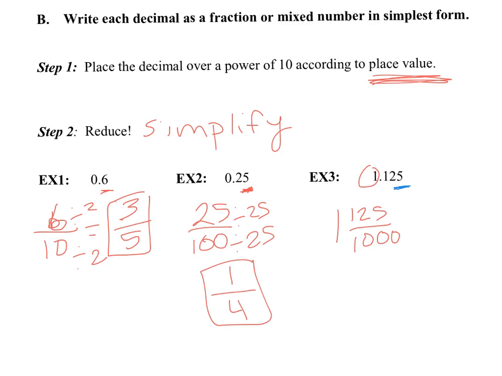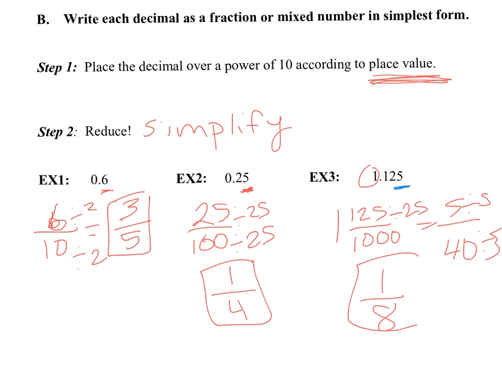Now the next part, we have to reduce, and in this case, because we know it can be reduced by 5, we can check to see that 125 and 1000 can both be divided by 25 evenly, and that comes out to 5 over 40. And again, we can reduce it one more time, divide it by 5, and we end up with 1 over 8. And that is our final answer.